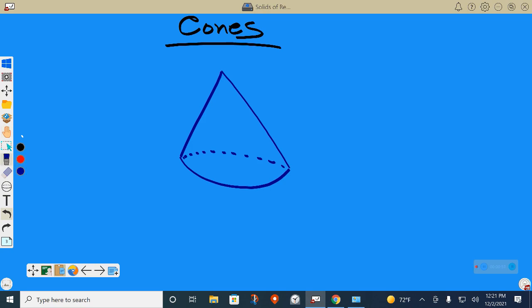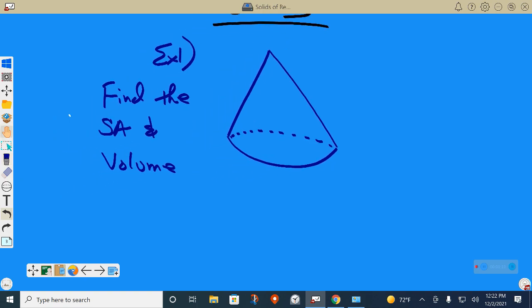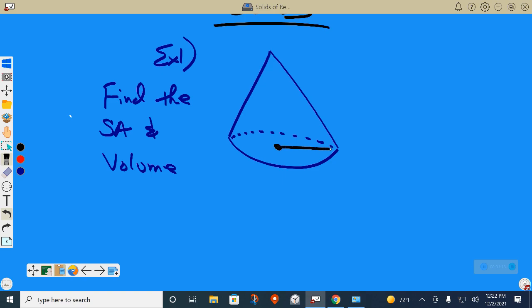Example one. Find the surface area and volume. We're looking at two examples. Because you're already getting the hang of this, you guys know what's going on. It's just, can you use formulas? That's all this lesson's about. Let's go 7. Let's go 10.